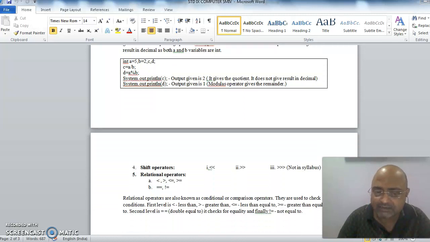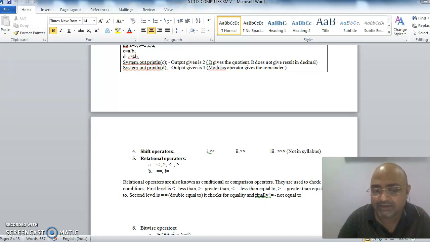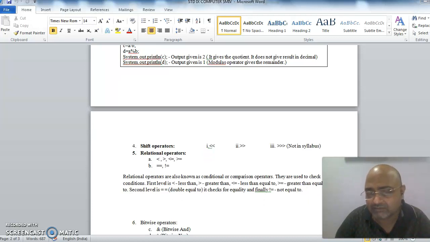Now shift operators are not in the syllabus, you need not worry about them. Relational operators, children, are less than, greater than, less than equal to, greater than equal to, and then double equal to is there. I don't know how much it is visible on the screen. You can make out two equal to's, but this is double equal to, and then exclamation equal to, that is not equal to. Now, relational operators are also known as comparison operators or conditional operators. They are used in conditions in Java.